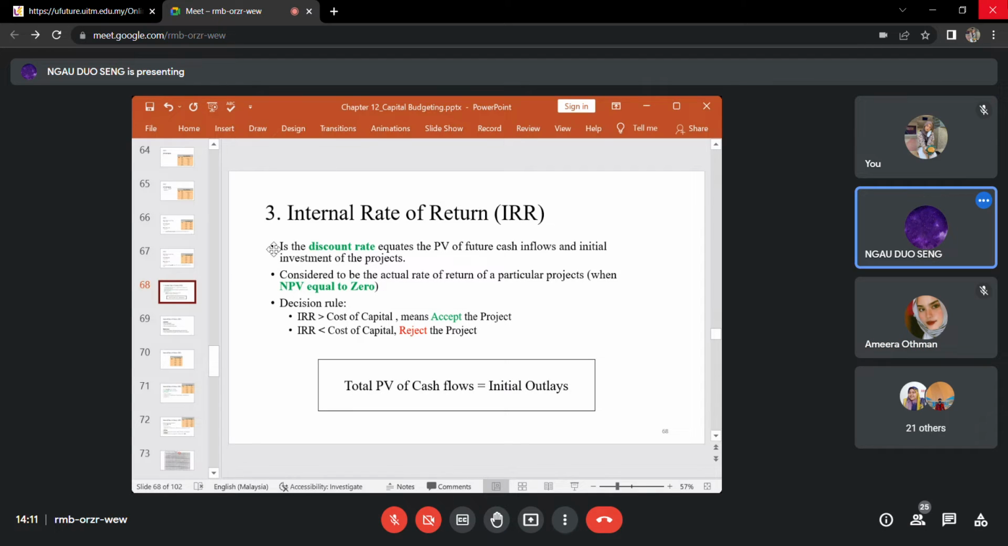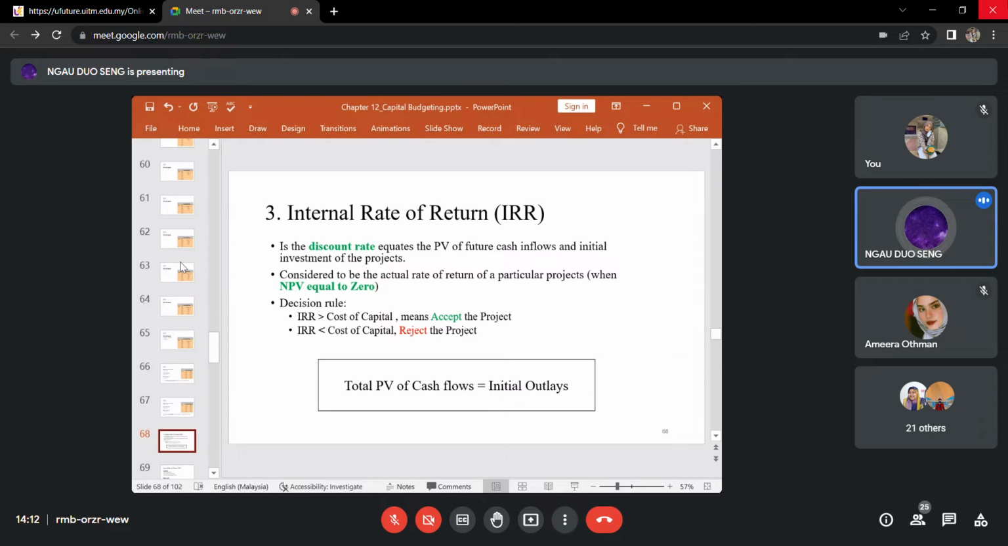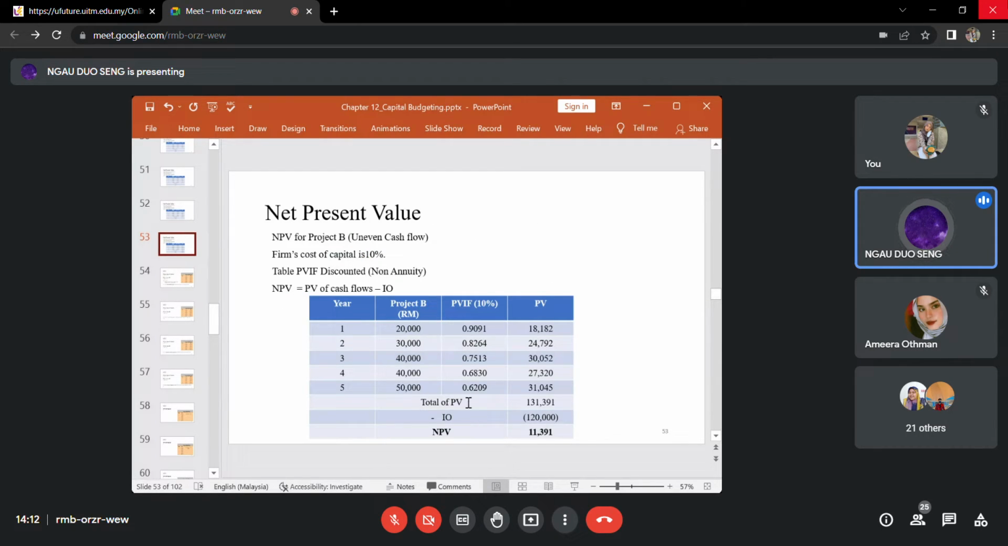So is the discount rate equal to the present value of future cash inflow and initial investment of the project? Now you can see this one, dia cakap, is a discount rate. So consider to be the actual rate of return of a particular project when NPV equal to 0. So NPV equal to 0. We have calculated NPV, right, last class.